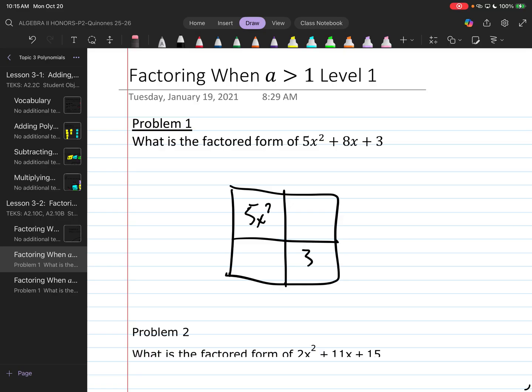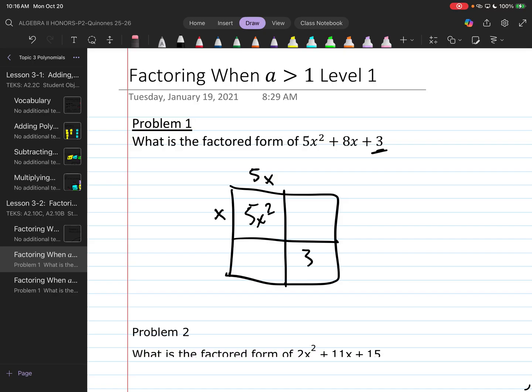Take a look at the leading coefficient. Is the leading coefficient prime or composite? Prime, meaning that what two numbers are the only two numbers that multiply to give me 5? 1 and 5. 1 in itself, right? So the first one's easy. 5x and x will multiply to give me 5x squared. Are we okay? Can I answer questions here? So I know that 5x times x will give me 5x squared. Beautiful.